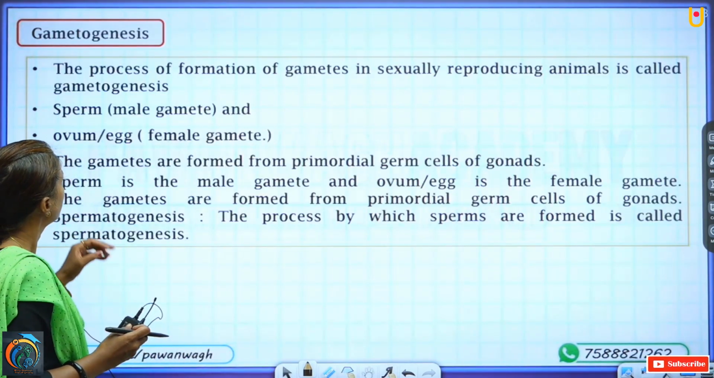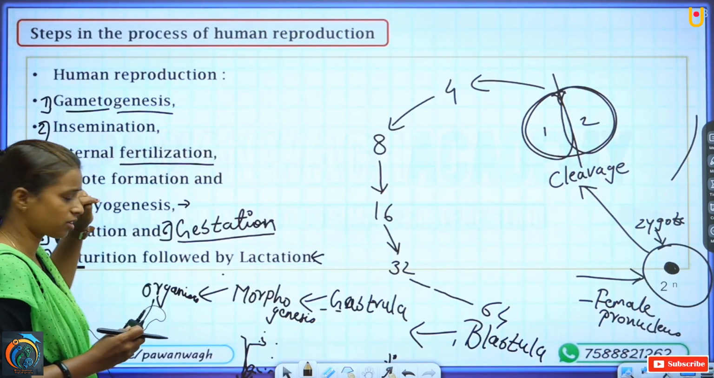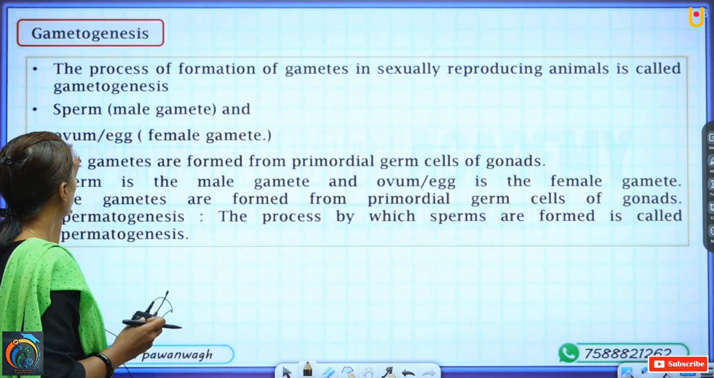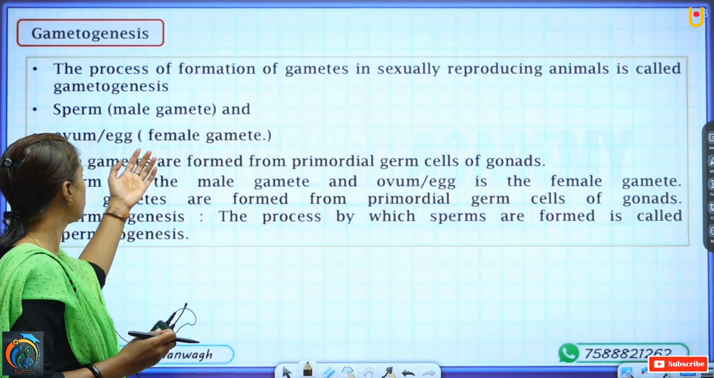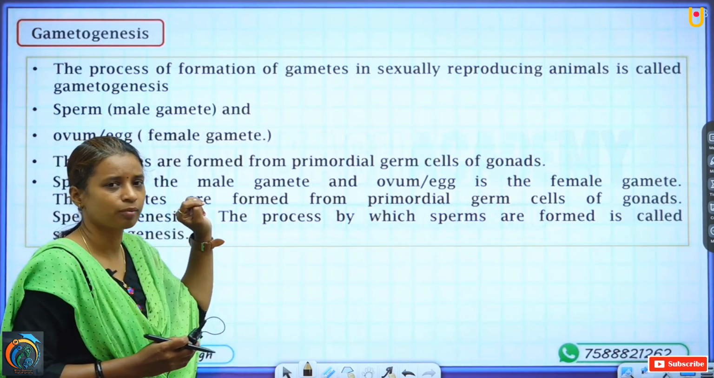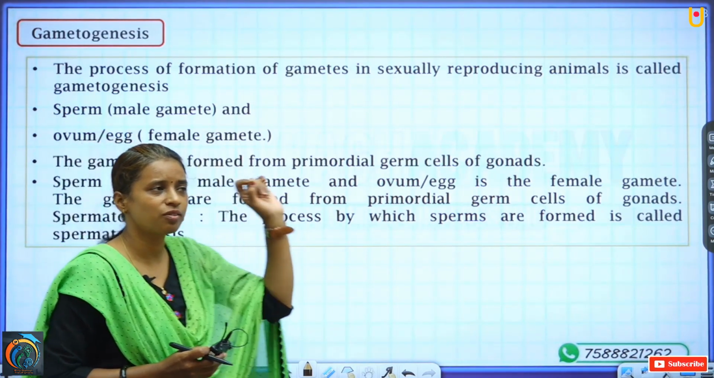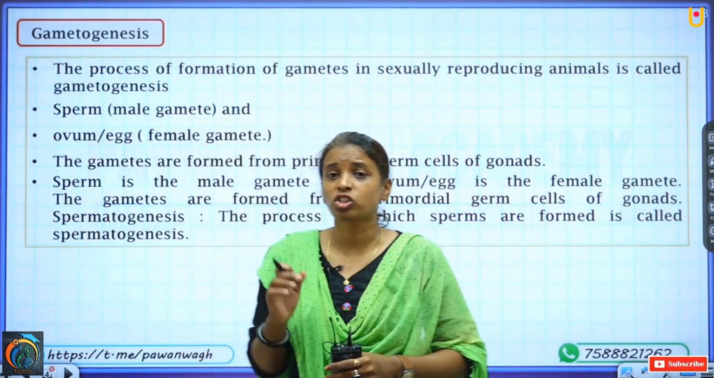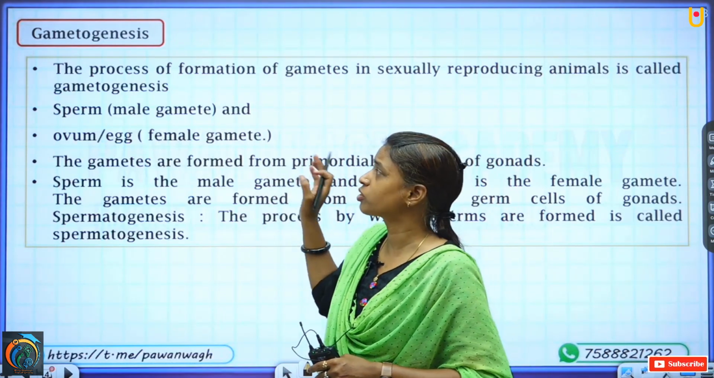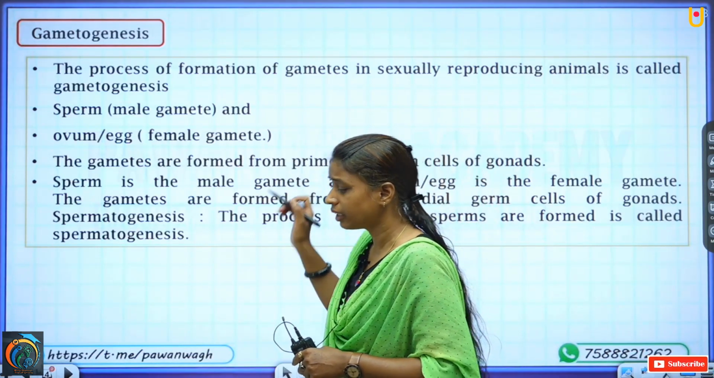Now, the first event in human reproduction was gametogenesis. That's why we are starting with gametogenesis. Now, what is gametogenesis? I told you before that the formation of gametes is known as gametogenesis. And this process of gametogenesis will take place in sexually reproducing organisms only, because they reproduce with the help of gametes only. Now, this process again takes place in two ways.